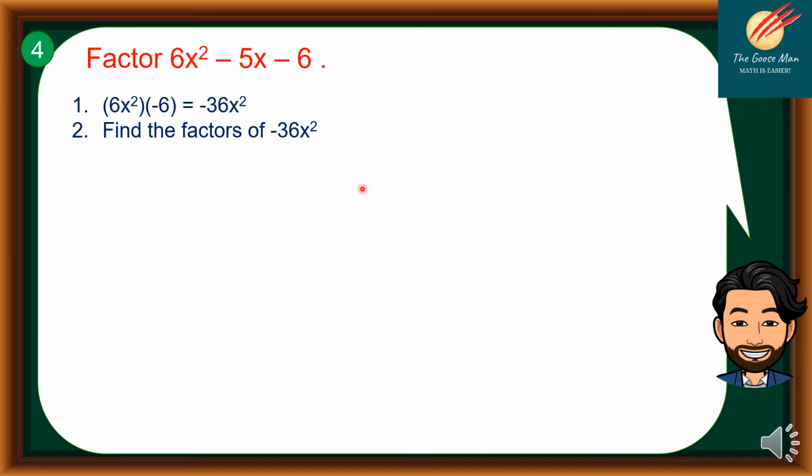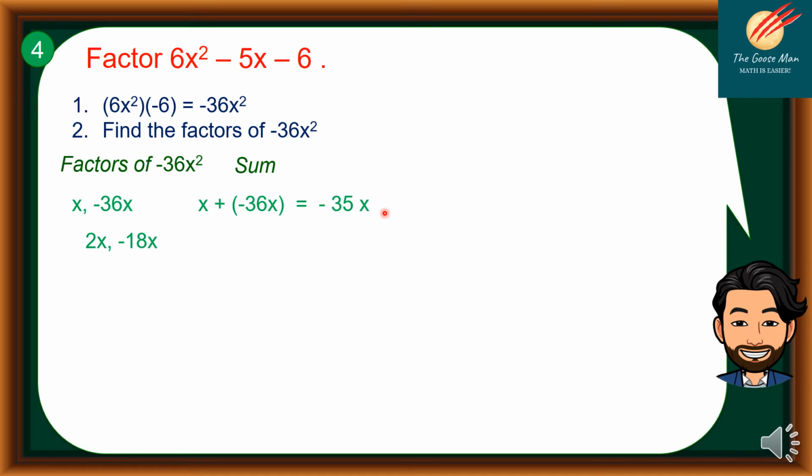We may try the trial and error. So let's look for the factors of negative 36x squared. Say for instance, if I have x times negative 36x, the sum is equal to negative 35x. Again, this is not the sum we are looking for. Let's try another combination, 2x and negative 18x. However, the sum is not equal to negative 5x. So, let's move on to the next set.